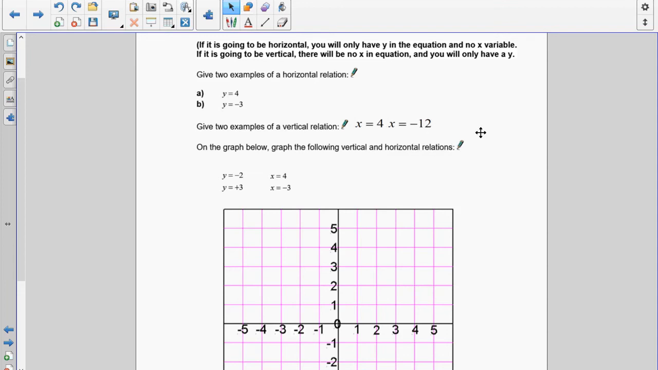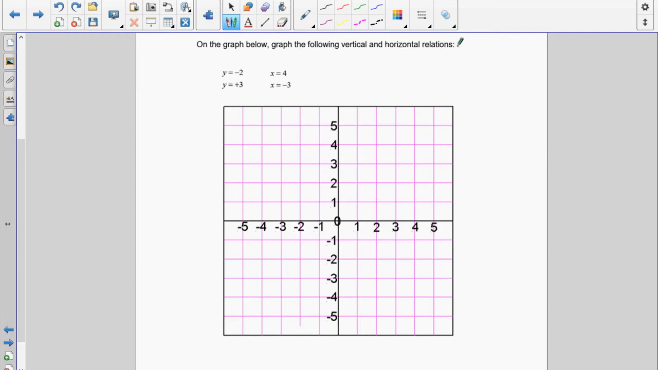So in order to know if you're correct, for this example here for a horizontal relation, you should have had y is equal to a number. Right? This one over here, you should have x is equal to a number. Now the number you choose depends on whether you need integers or whatever. Okay, let's see what you've done here.